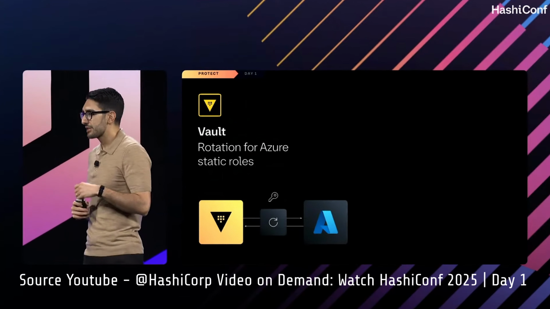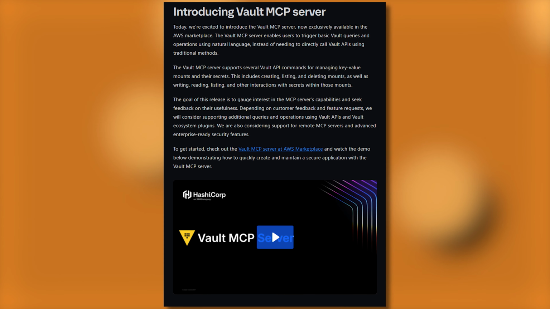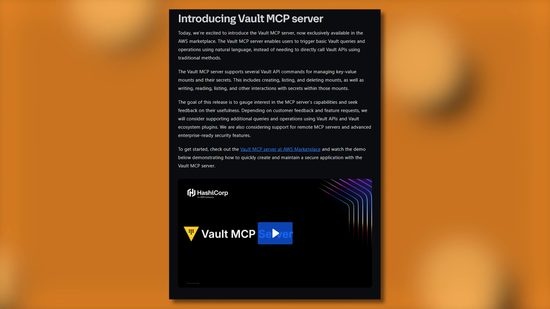Static Azure credentials. Vault adds static role support for Azure. For scenarios needing persistent principals, Vault can manage long-lived Azure service principals with on-demand rotation, similar to the static IAM handling on AWS. Vault and AI, MCP. Vault's model-driven control plane server enters public beta. Operators can connect to an assistant to perform common tasks, list secrets, generate new ones, check policies using natural language, with safe, validated calls under the hood.